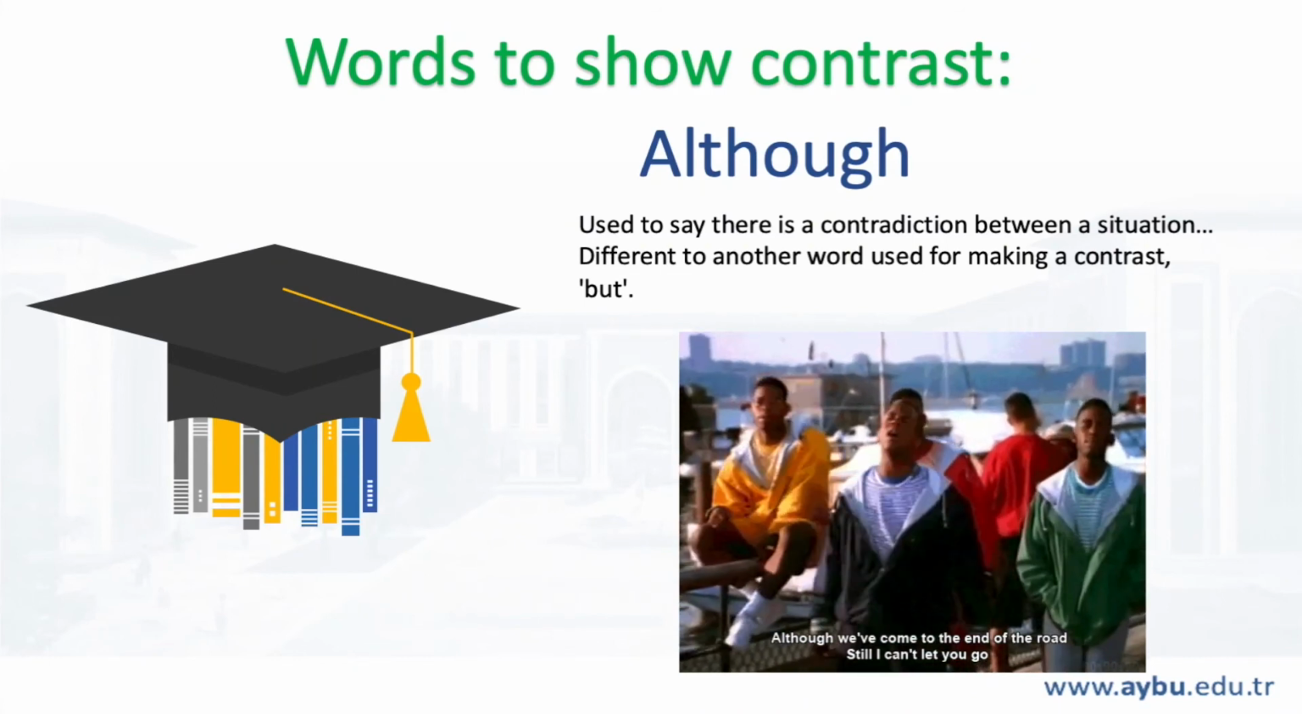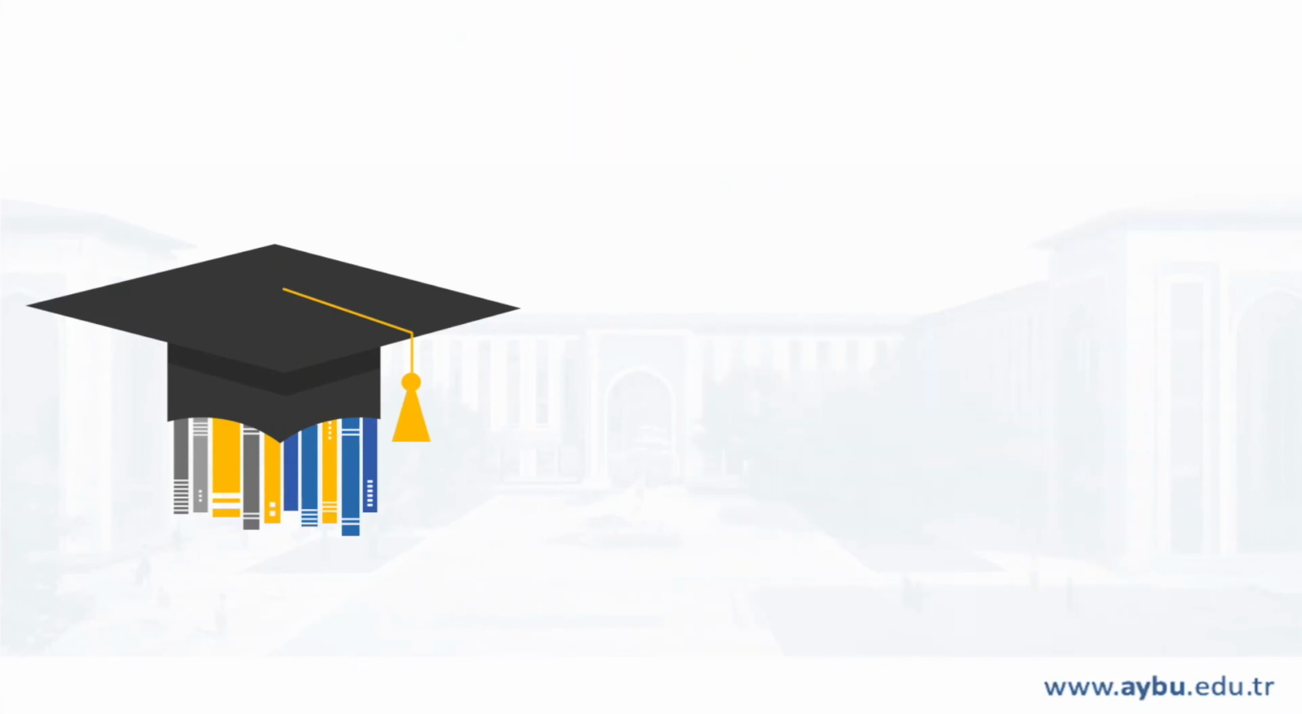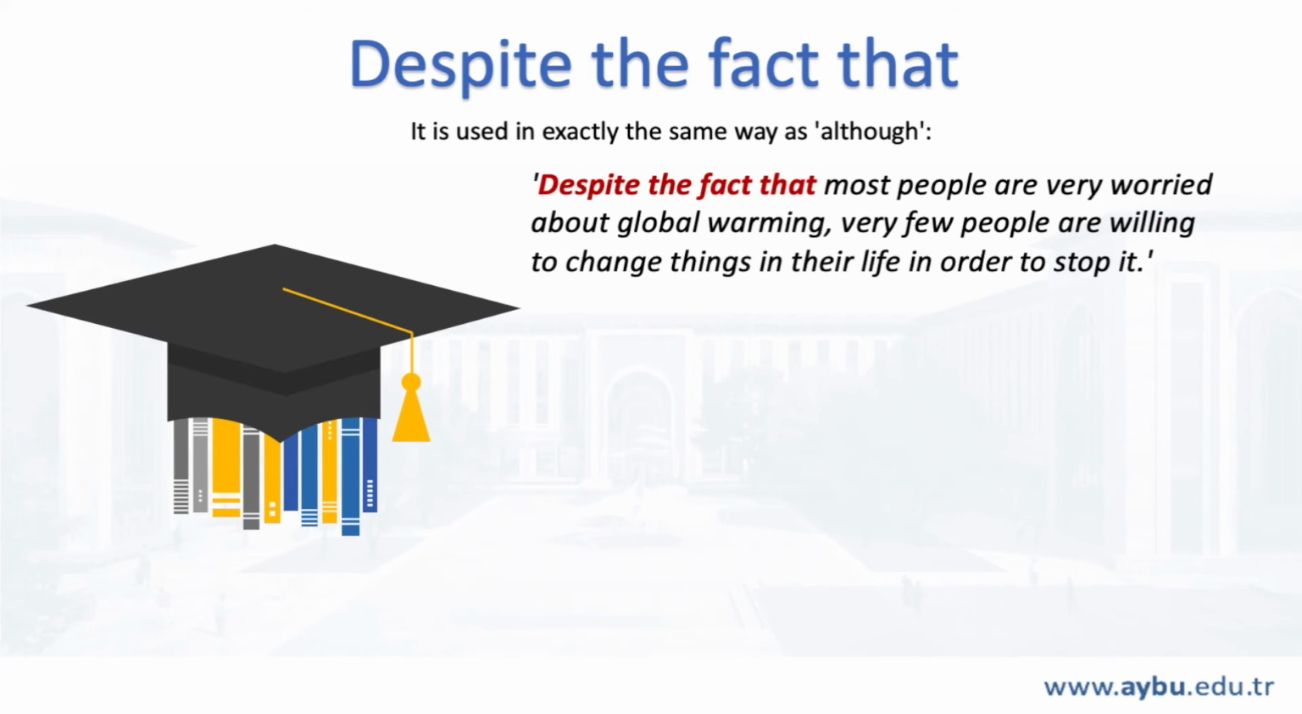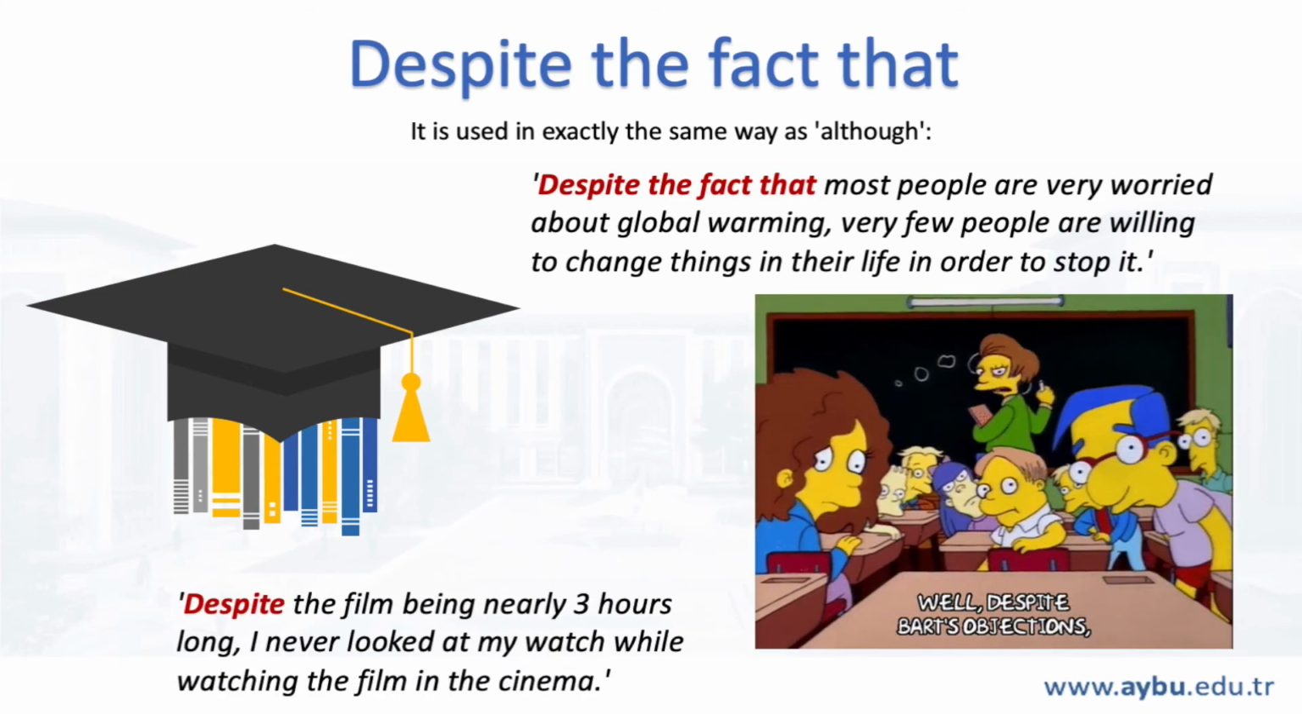Now, let's start with the first one. Despite the fact that. It is used in exactly the same way as although. Despite, it is a little more formal than the others. Like in the example, despite the fact that most people are very worried about global warming, very few people are willing to change things in their life in order to stop it.